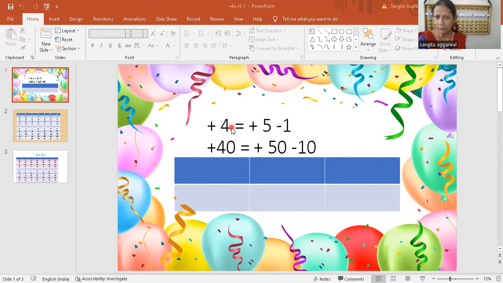Now you look at this 4. When you put a 0 with 4, 4 will become 40, and here it is equal to add 5. If you put a 0 with 5, 5 will become 50, and minus 1 is written here. If you put a 0 with 1, 1 will become 10. So these two formulas you have to learn. Now you have to say: add 4 is equal to add 5 minus 1, and add 40 is equal to add 50 minus 10. So I'm going to show you.